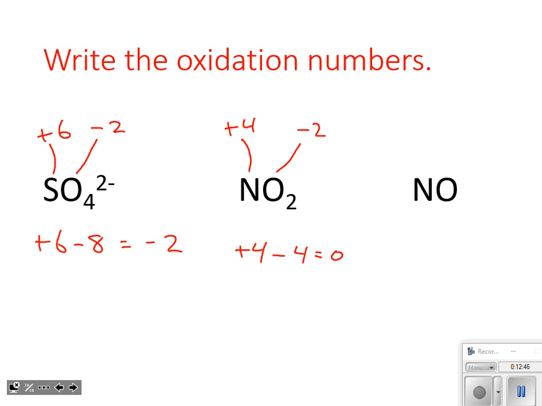Now my final one over here on the left, NO, is just another version of nitrogen and oxygen bonded together. Is oxygen a peroxide here? It is not, so oxygen is going to be -2. And that means my nitrogen has got to be +2, because it's got to equal 0. We okay with those three?